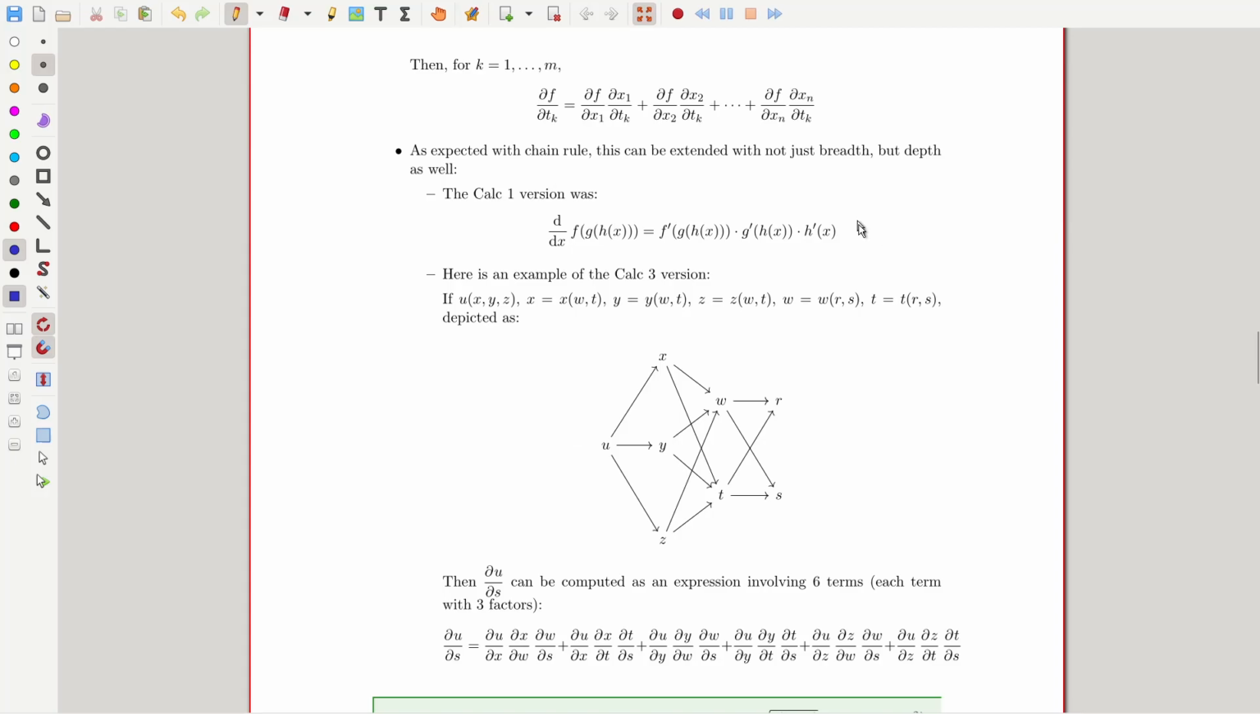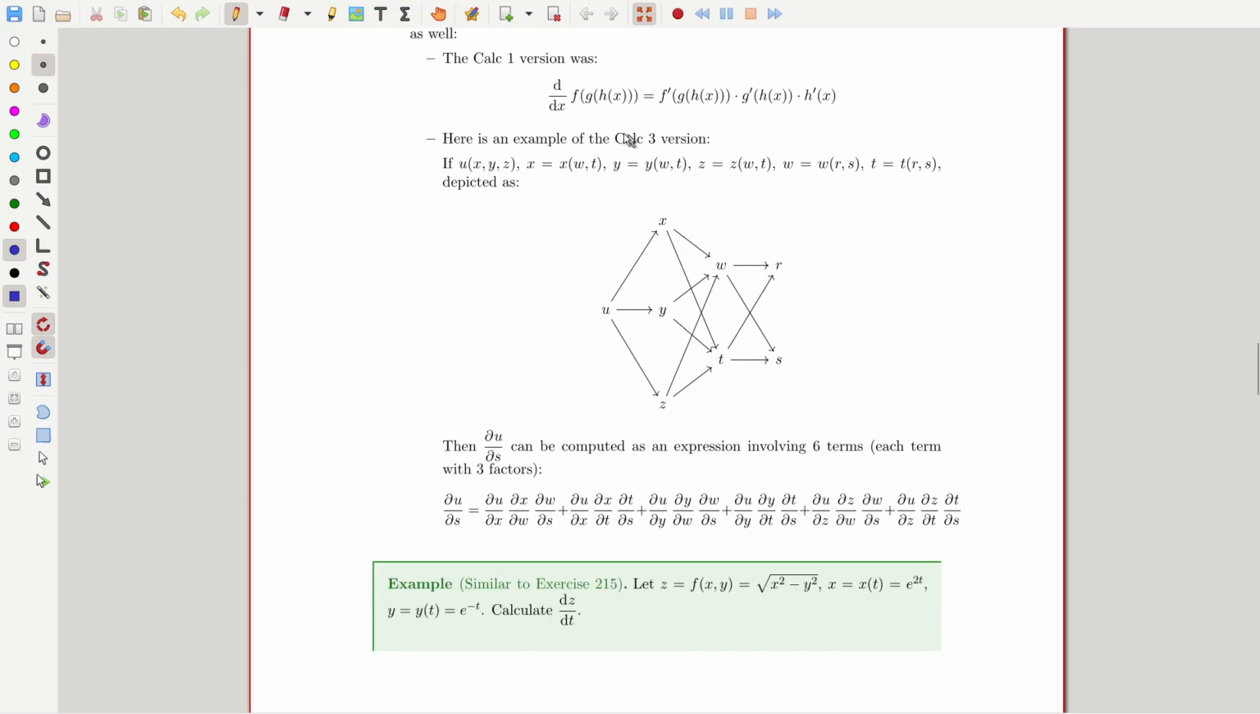Now, this is just an example of generalizing not just the breadth, meaning how many variables your function depends on, but also how composed they are. In Calc 1, you saw that if you had a composition of 3 functions, f of g of h of x, the chain rule extends in this way: its derivative is f prime of g of h times g prime of h times h prime, right? You should have seen that and probably worked with it to some extent.